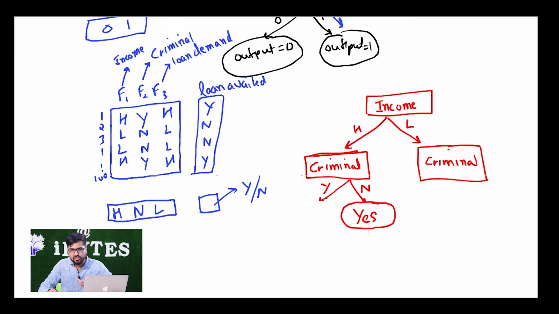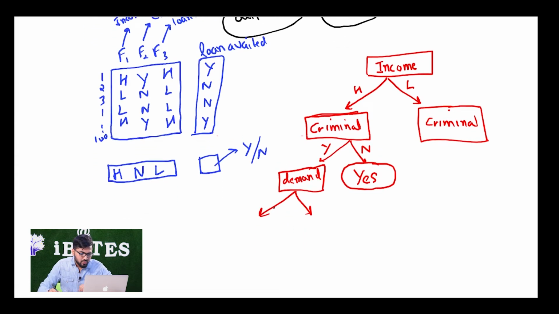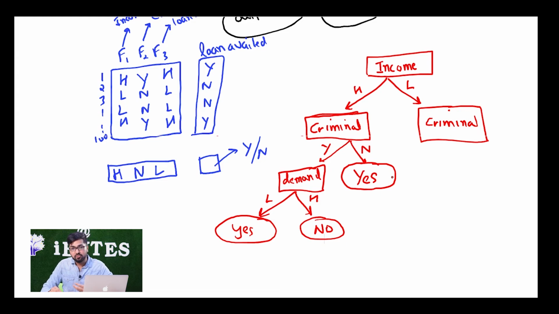So this is one of the decision trees that can be possible. Of course, if you want to check loan demand, we can check that, but I am just trying to build a little logical and very simple decision tree. So if he is a criminal, then let's check for loan demand. I am simply writing demand. His demand can be low, or his demand can be high. If his loan demand is low, then give him the loan, else don't give him the loan. Because if he has a high demand and he is a criminal, there is a chance that he might commit fraud. So let's not risk that much.